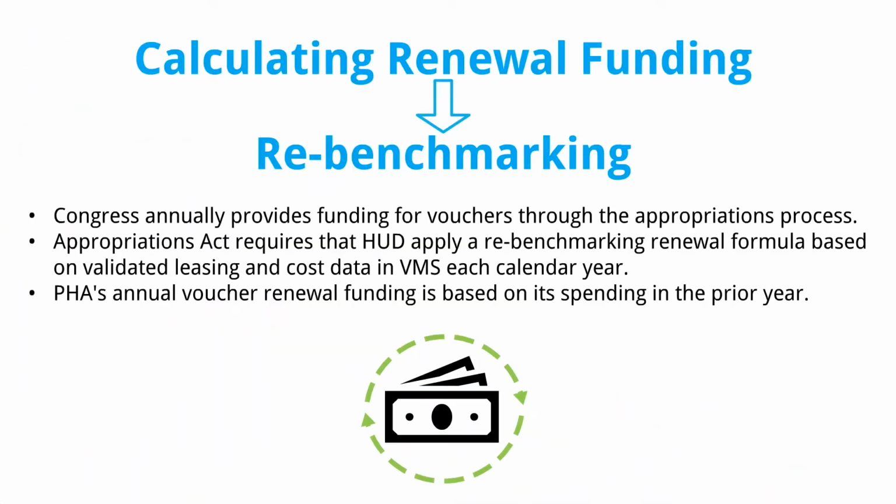Congress annually provides funding for vouchers through the appropriations process. PHA renewal allocations are calculated per the Federal Appropriations Act, which requires that HUD apply a re-benchmarking renewal formula based on validated leasing and cost data in VMS each calendar year to calculate each PHA's renewal allocation. Agencies receive voucher renewal funding each year based on the spending in the prior year. A PHA will not be funded for more vouchers than they have under their annual contributions contract, or ACC.